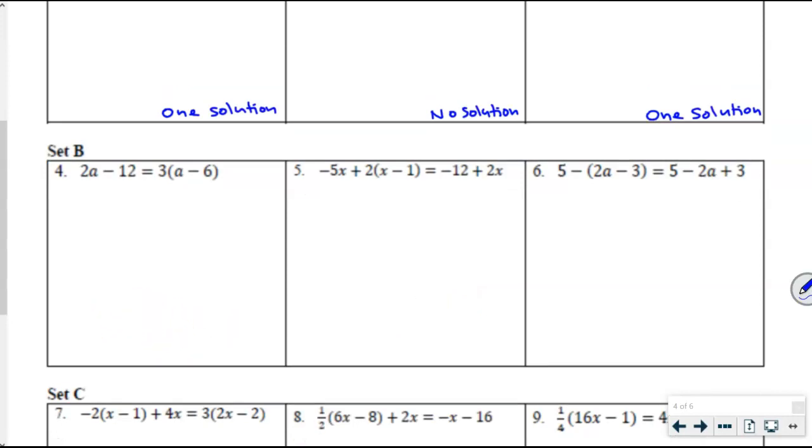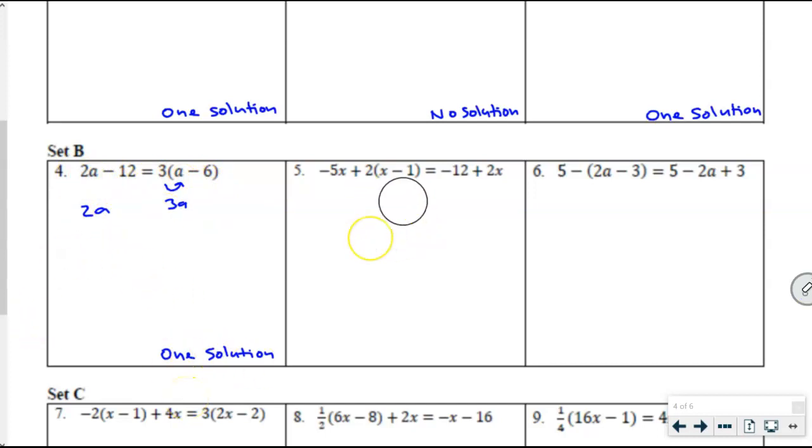Gabe, how do you know? Yep. So 2a, and then when I take the simplifying step, there's going to be 3a. I don't even need to finish distributing right now to recognize 2a and 3a are different. That's going to be one solution.